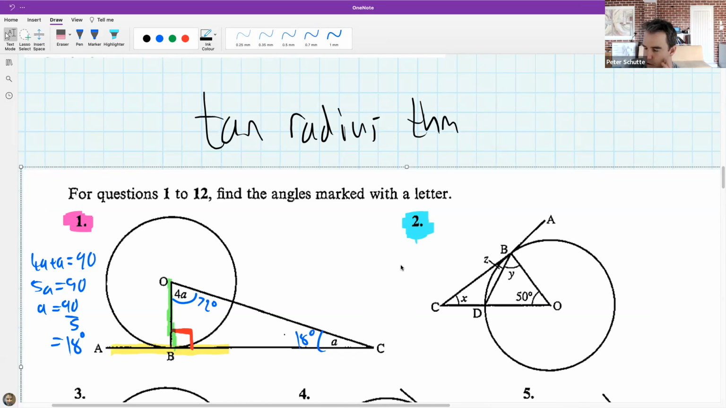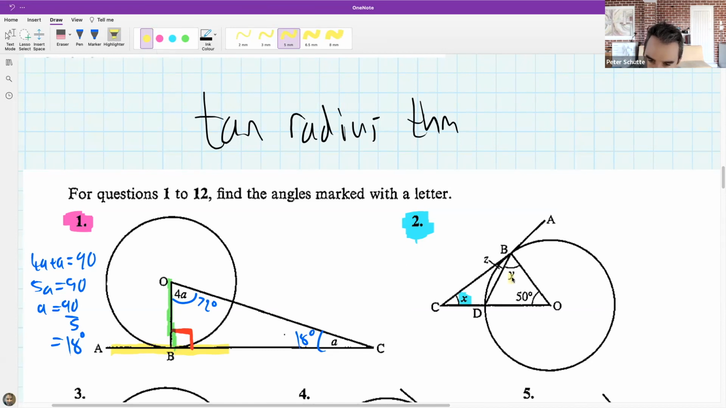Okay, for those who are feeling a bit confused, don't worry. We just keep practicing. But the main goal is we're trying to find what X is, what Y is, and also what Z is. They've given you some information, like you have a circle and you have an angle of 50. But what other relationships can you use in this question?